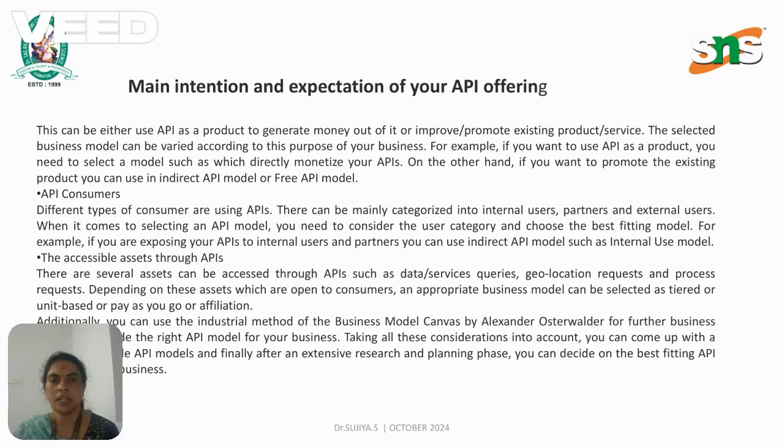The main intention and expectation of an API offering is that it can either be used as a product to generate money, or to improve and promote existing products and services. The selected business model can vary according to the purpose of your business. For example, if you want to use the API as a product, you need to select a model which directly monetizes your API. On the other hand, if you want to promote an existing product, you can use the indirect API model. Different types of consumers are using APIs, and they can be mainly categorized into internal, partner, and external users when it comes to selecting an API model.